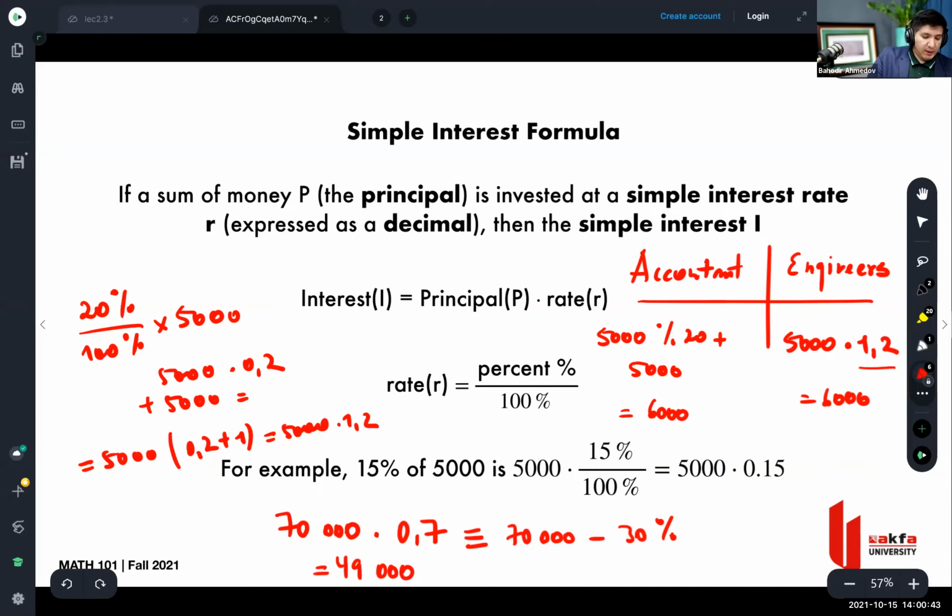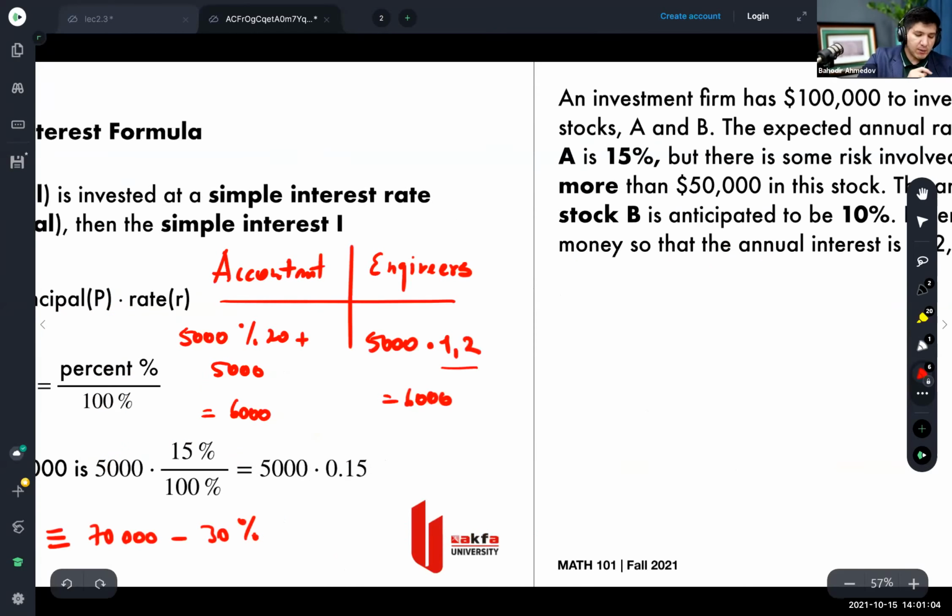Okay. And analogously, you can do this with all of the other percentages. So this is a very important concept. Later on, whenever we talk about the simple interest formula or the compound interest formula, it is very important to understand how you can calculate percentages using these fractions. Okay. So now let's do a problem.